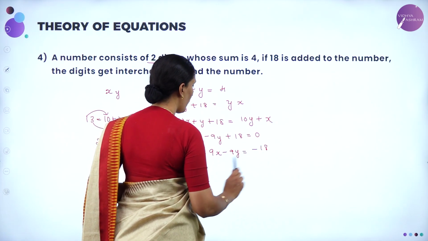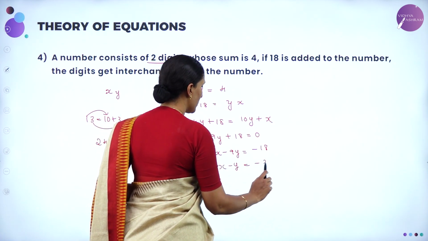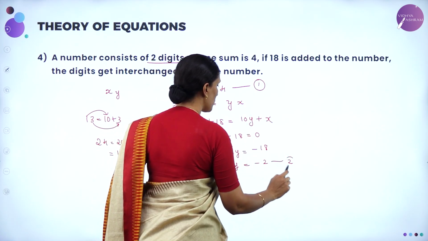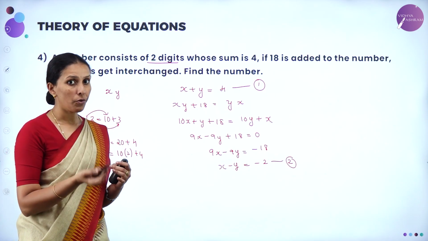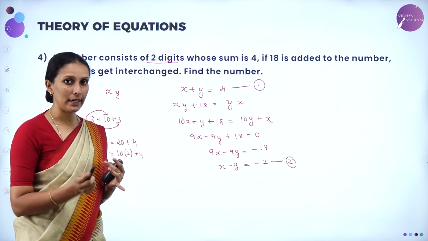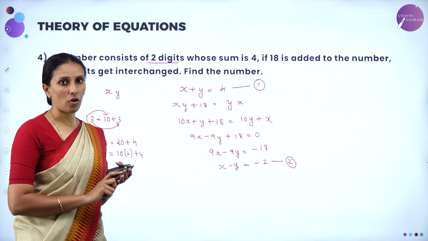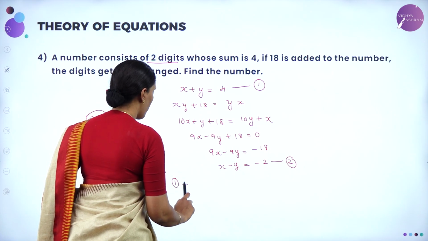If we divide the equation by 9, we get x minus y is equal to minus 2. Now this is equation 1, this is equation 2. So we are getting 2 simultaneous equations here. You can follow any one of the methods, that is the method of elimination, substitution, comparison, or cross multiplication. Now here I'll add 1 and 2.